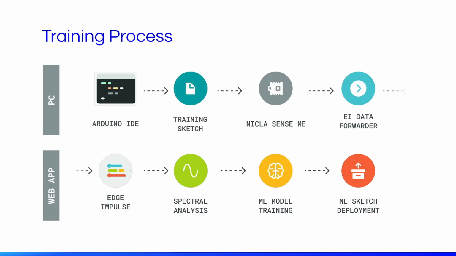Here you can see a schematic view of the training process. So first, we will have to train a machine learning model to understand what constitutes a vibration. So on the PC, we're going to use the Arduino IDE to upload a training sketch to the NiklaSense ME. This sketch does nothing else than accessing the accelerometer value and turn it into a simple number. That number is then being forwarded by the Edge Impulse data forwarder to the web app, which is called Edge Impulse Studio.